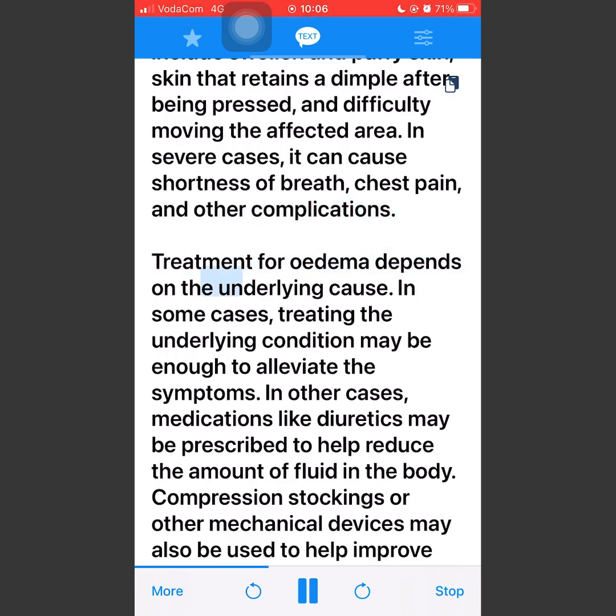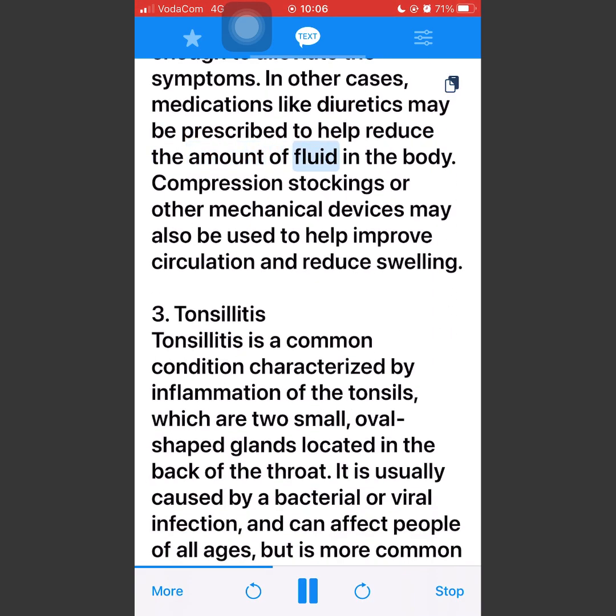Treatment for edema depends on the underlying cause. In some cases, treating the underlying condition may be enough to alleviate the symptoms. In other cases, medications like diuretics may be prescribed to help reduce the amount of fluid in the body. Compression stockings or other mechanical devices may also be used to help improve circulation and reduce swelling.